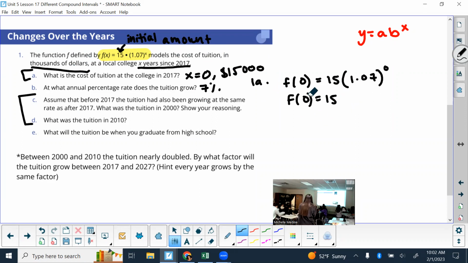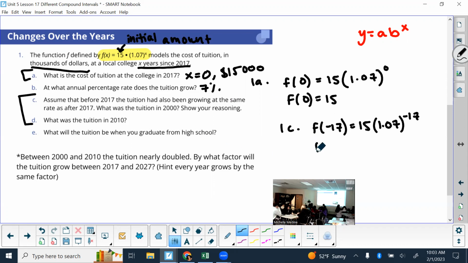All right. Table 2. What is going to be my X in 1C? Okay, -17 is what we're plugging in for the X. Why are we plugging that in? Table 3. Okay, good. It says, assume that it's been growing at the same rate prior to 2017. If X is years since 2017, well then before would be negative. So 2000 would be -17 years, right?